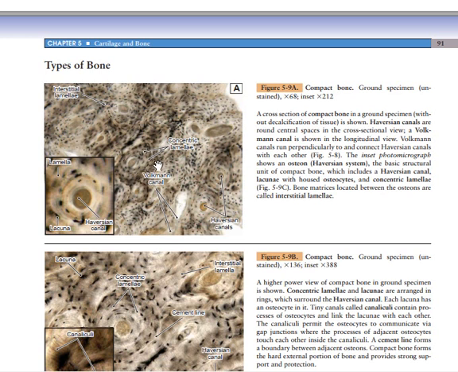On the histology section of the compact bone, you have concentric lamellae, as you can see here. These are the Haversian canals. This is a particular osteon, which is made up of concentric lamellae. As you can see, we have the Haversian canal inside.